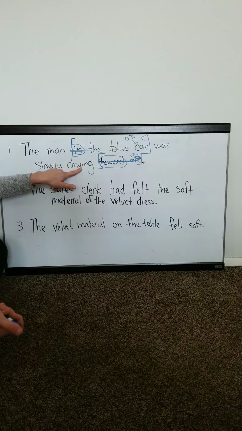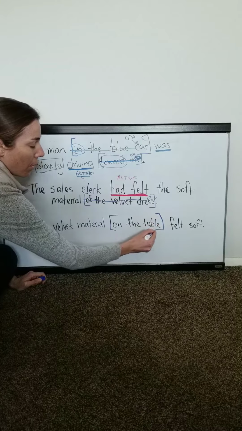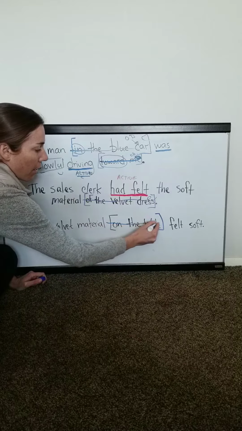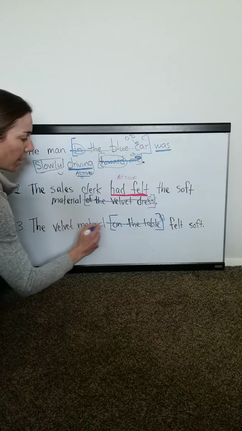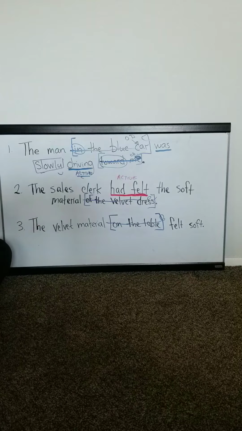Okay, last sentence. The velvet material on the table felt soft. Let's do our steps. First thing we're going to do, get rid of any prepositional phrases so they don't mess us up. The velvet material, here we go. On is a preposition. On what? On the table. Let's get rid of it. The velvet material felt soft is what I'm left with.